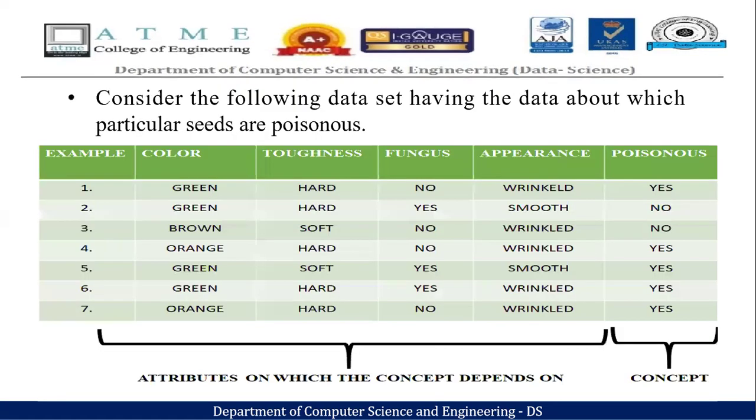Here I am considering this data. This data is about classifying a seed as poisonous or not poisonous. So here we have 7 samples.